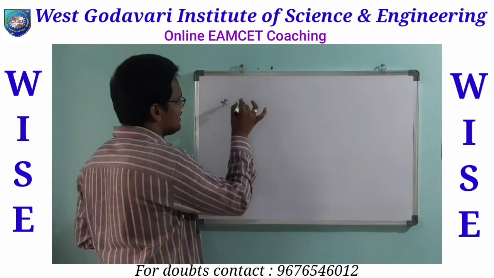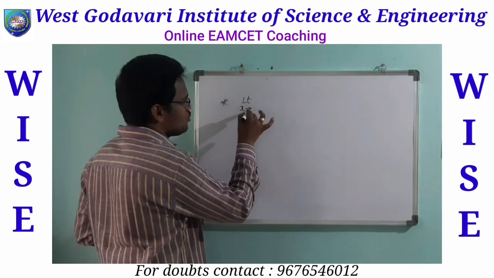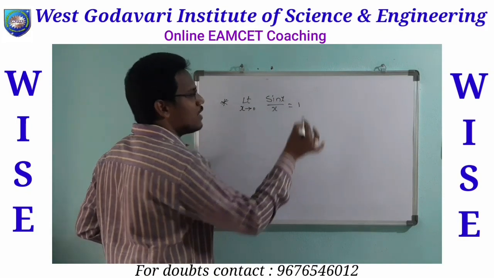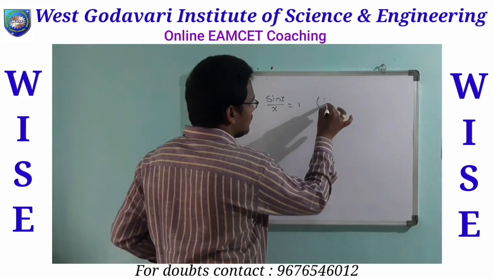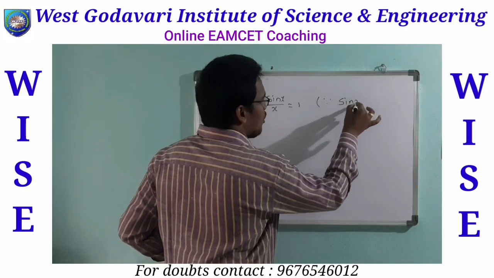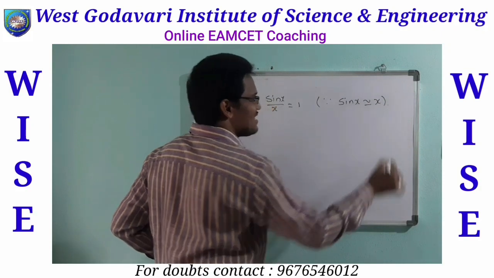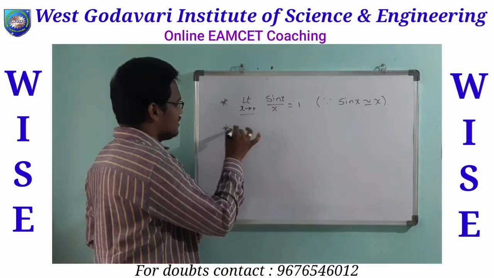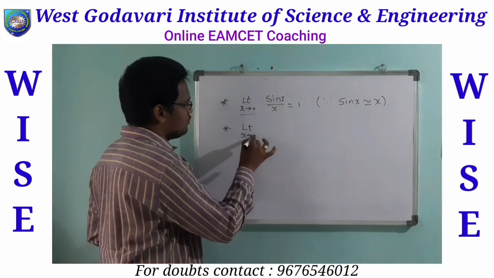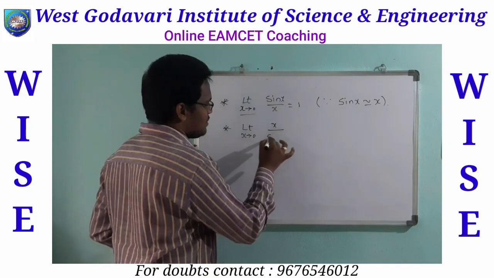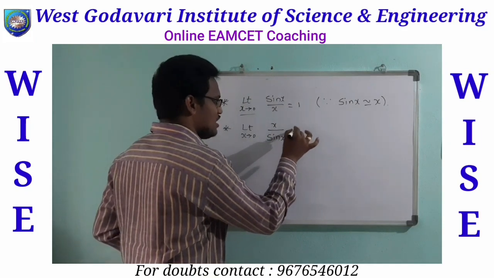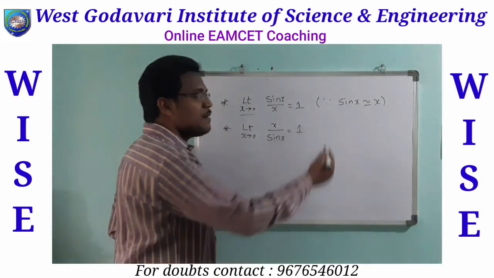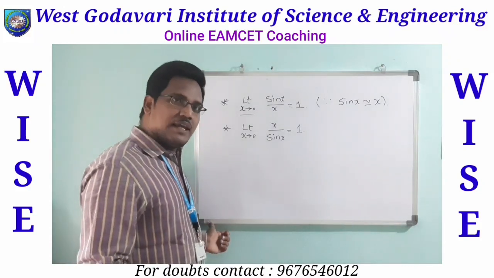The first property is limit x tends to 0, sin x by x is equal to 1, because sin x is approximately equal to x whenever x tends to 0. Same as limit x tends to 0, x by sin x is also equal to 1, because of the same reason. Sin x is approximately equal to x.